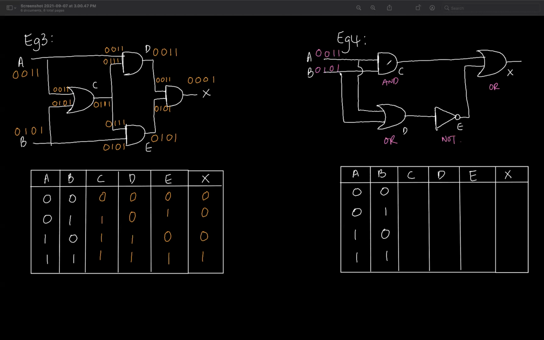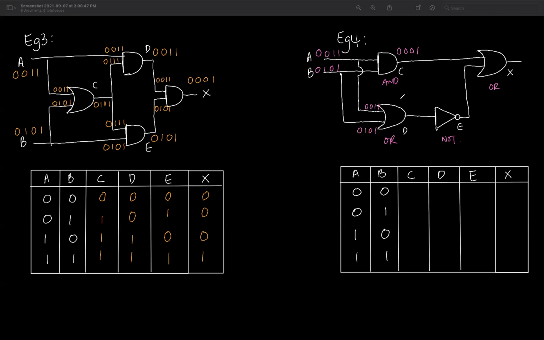Do the C first, the AND gate. So we have 2 inputs. The inputs are the A and the B. Okay, so we get AND gate 0, 0, 0, 1. Then we do the D. Here, input is 0, 0, 1, 1 from A. Okay, we trace back this path. One input can go to both gates. So B also goes here. 0, 1, 0, 1.